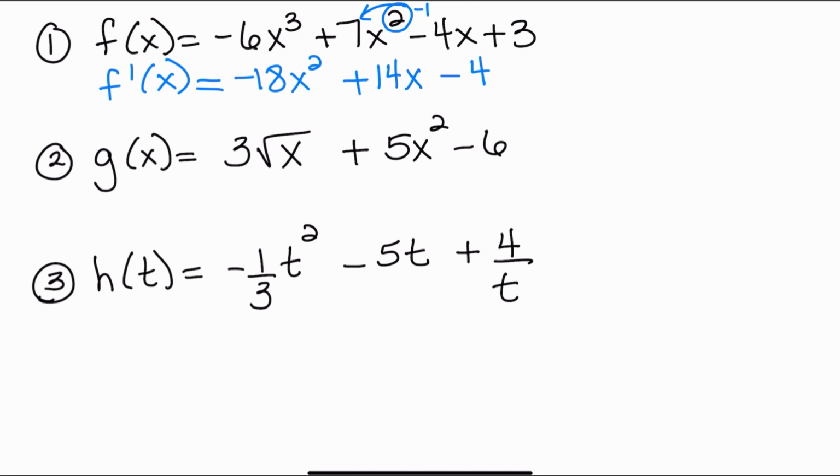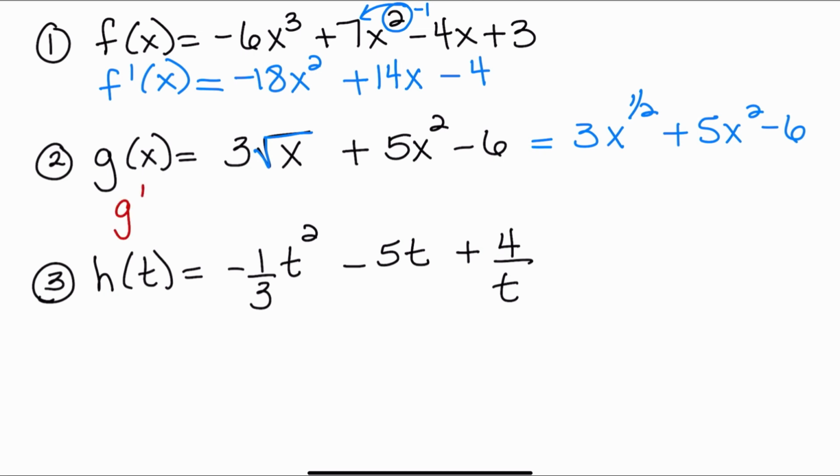In number 2, before I get started on finding the derivative, I notice that I have this square root of x right here. So the first thing that I want to do is rewrite that so that way I can see a power. So I'm going to write this as 3 times x to the 1/2 power plus 5x squared minus 6. And notice that we have not actually taken the derivative just yet. All I've done is rewritten the problem. So now I can go ahead and find the derivative.